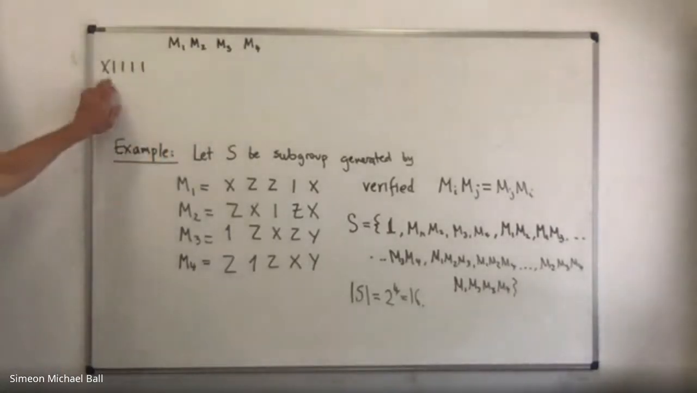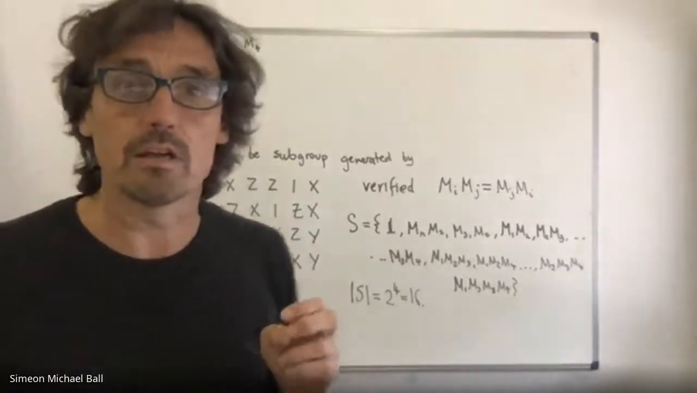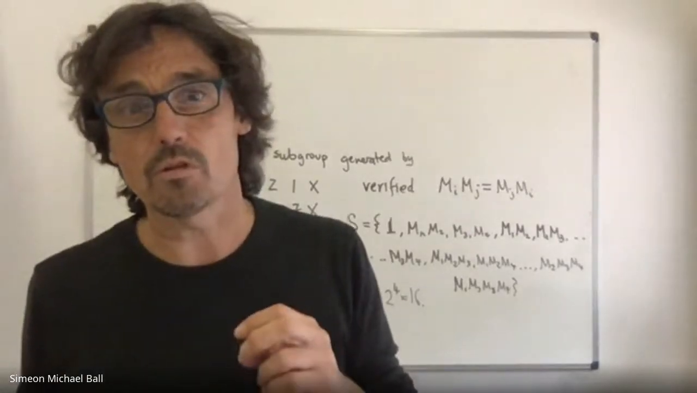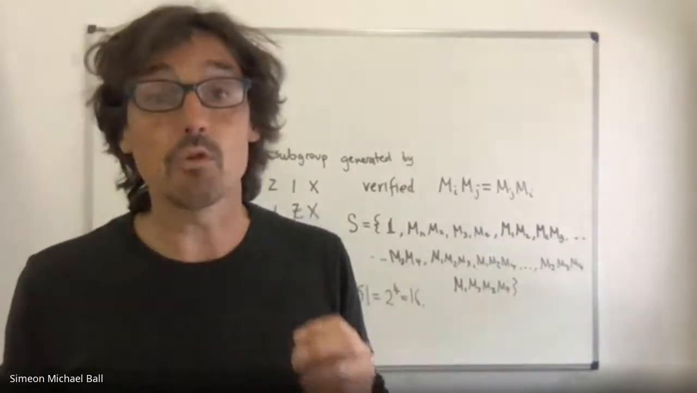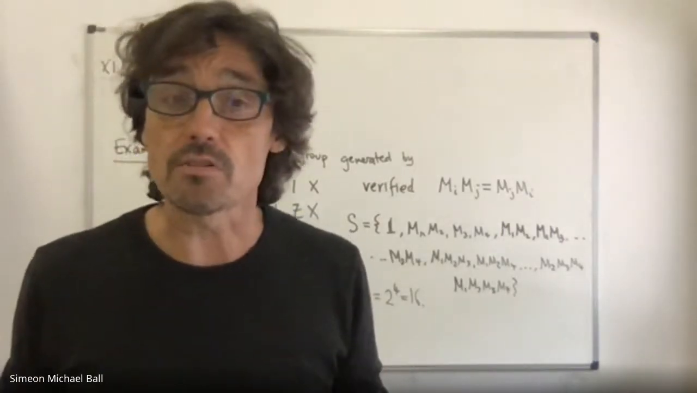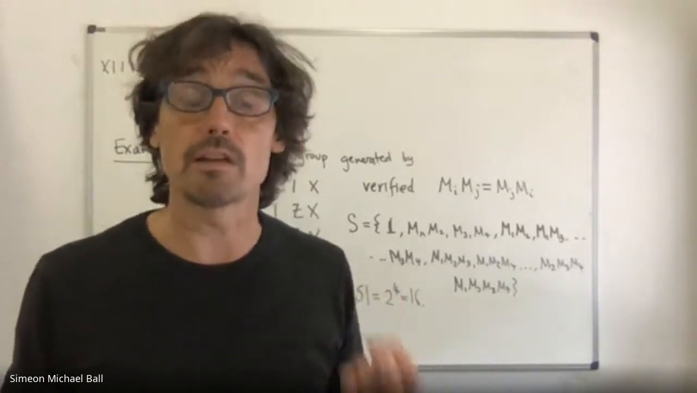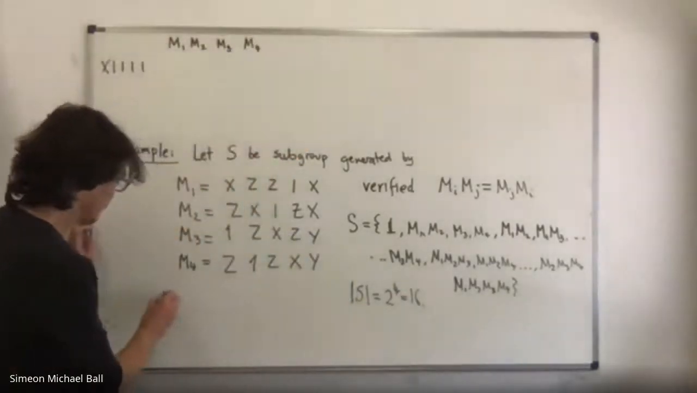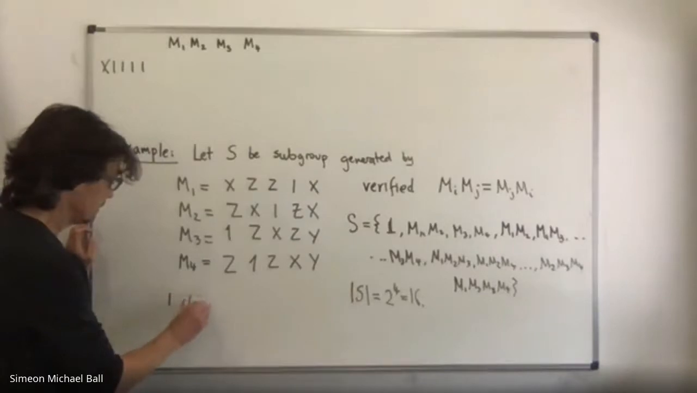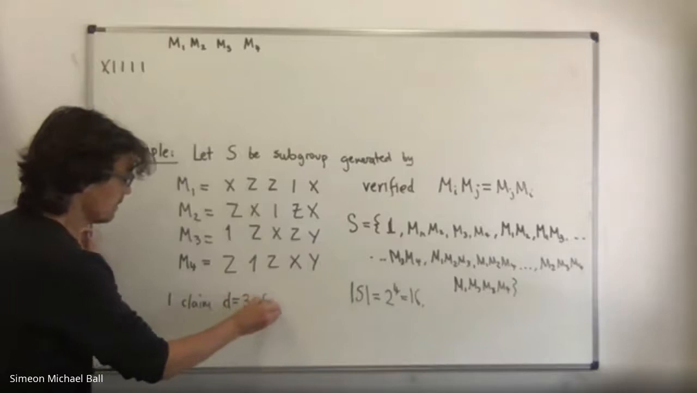So let's imagine this is our error, X1, and now if it's a detectable error, it's not in the centralizer of this subgroup. So my claim will be, in fact, that the centralizer of this subgroup has these three. So we should be able to correct every single error of weight 1. Okay, so I claim D equals 3 for this subgroup.